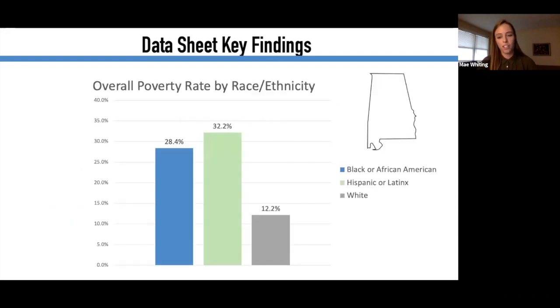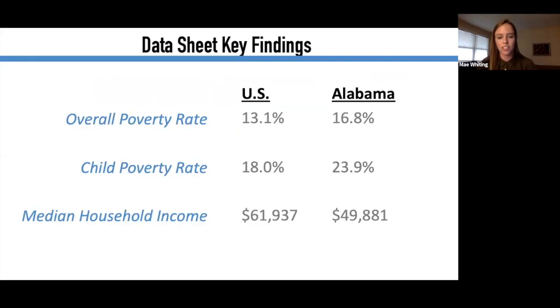Now, while poverty in Alabama has decreased over the last 4 years, the state's poverty rate is still much higher than the national average. As you can see on this slide, the national overall poverty rate is 13.1%, while the state overall poverty rate is 16.8%.